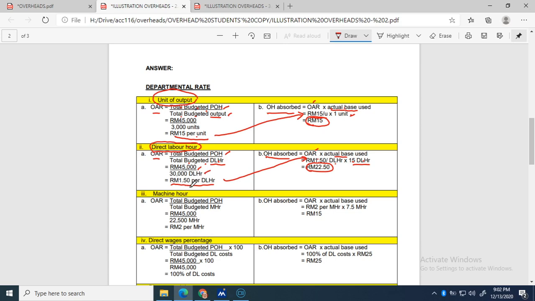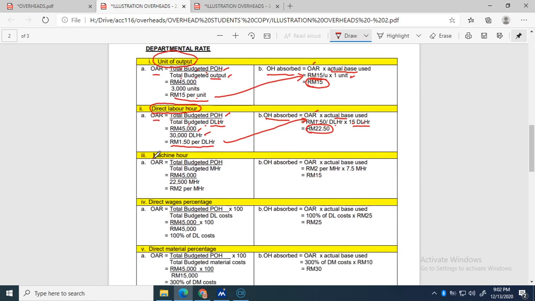Okay, so now the third method is machine hours. So under machine hours, it's the same. How to get OAR? The basis will change. Overhead is equal because we use the same production overhead for the same department. Okay, 45,000. So machine hours is 22,500 hours. So the rate will be 2 ringgit per machine hour. To get overhead absorbed, 2 ringgit per machine hour OAR times the basis. Actual machine hours is 7.5 machine hours. So you get 15 ringgit for the job.